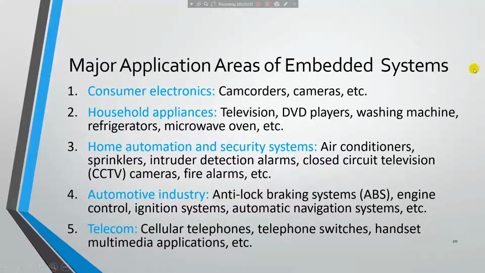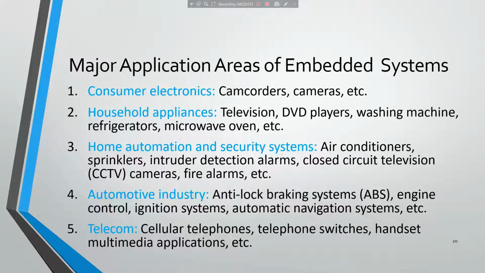So let us see the major application areas of embedded systems. Here, consumer electronics: camcorders, cameras, etc. And household applications: television, DVD players, washing machines, refrigerators, microwave ovens, etc. Home automation and security systems you can also see here: air conditioners, sprinkling systems, intruder detection alarms, closed circuit television, CCTV cameras, fire alarms, etc.